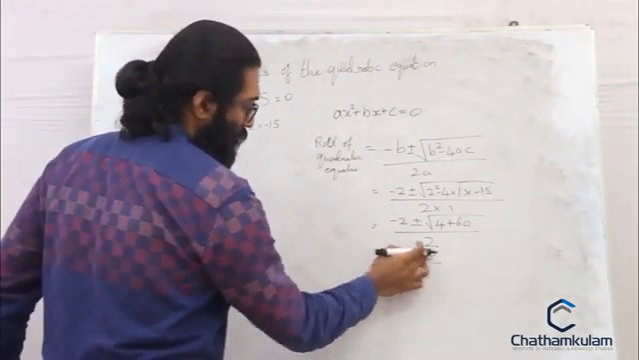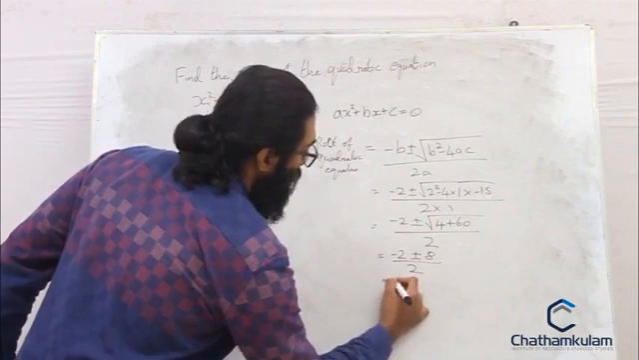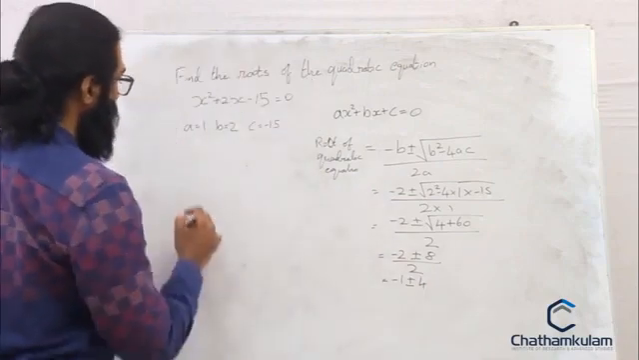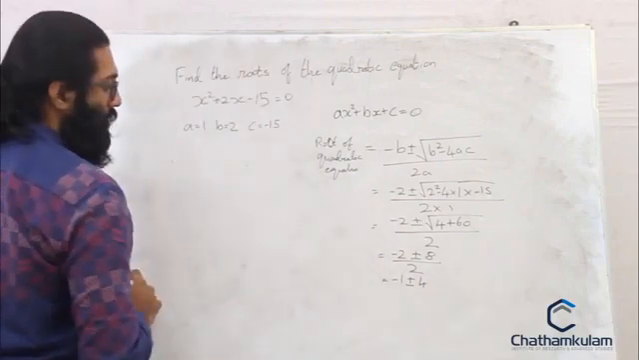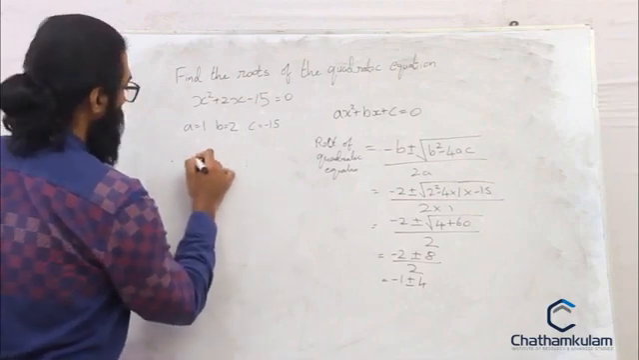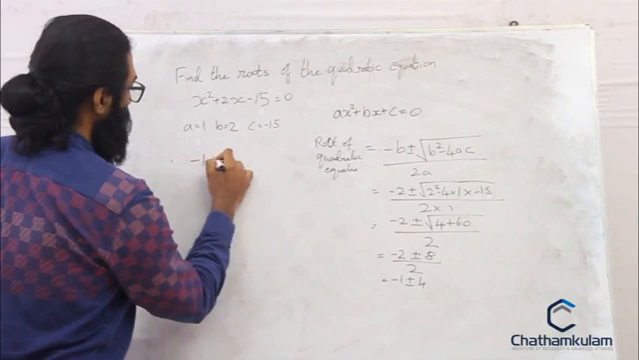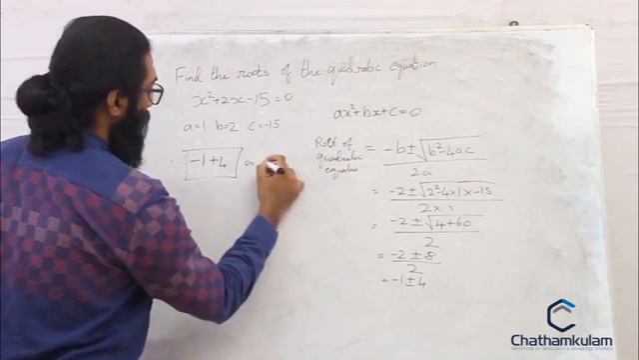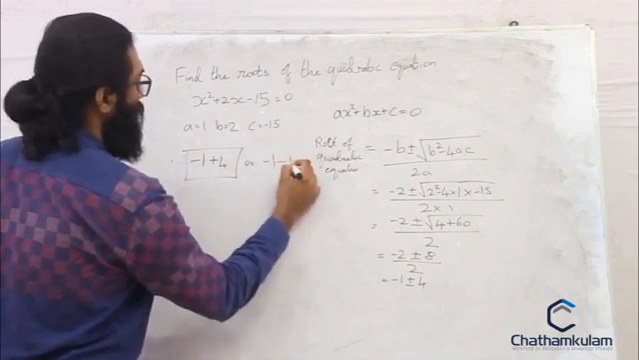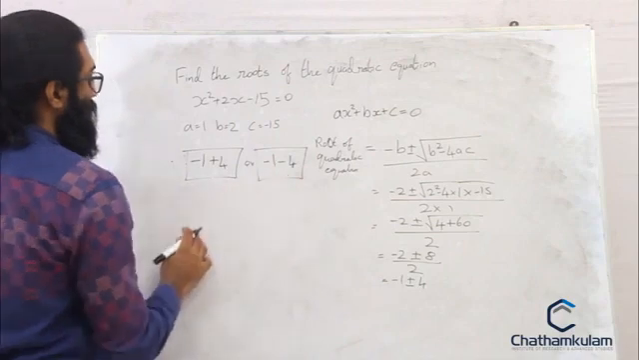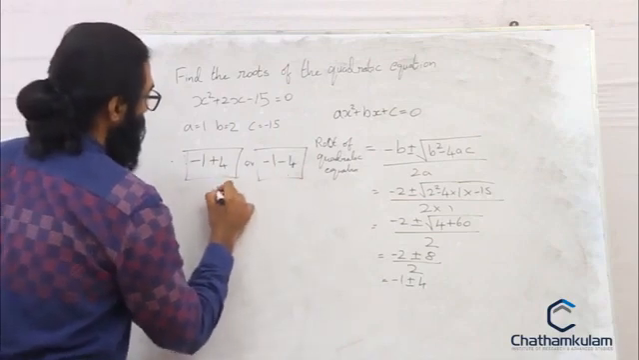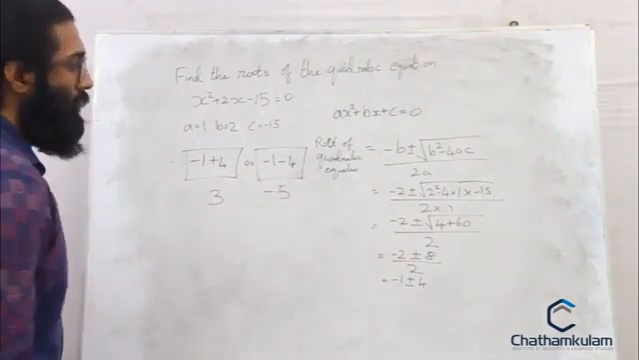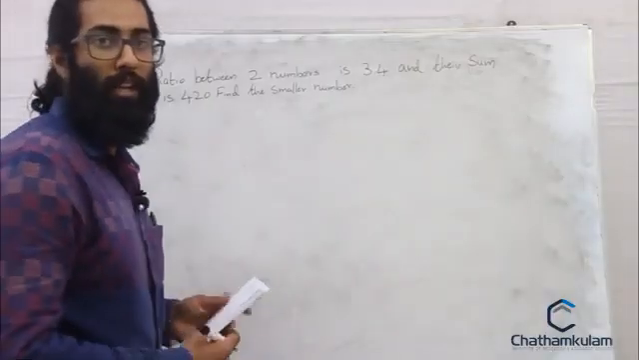So we can cancel 2 from both, and we get minus 1 plus or minus 4. Therefore, the roots can be minus 1 plus 4 or minus 1 minus 4, right? So one of the roots can be 3 and the other root will be minus 5. So these two are the common roots. So let's see the next question.